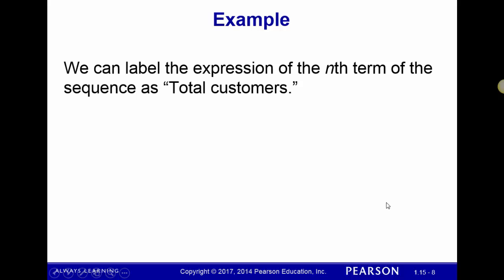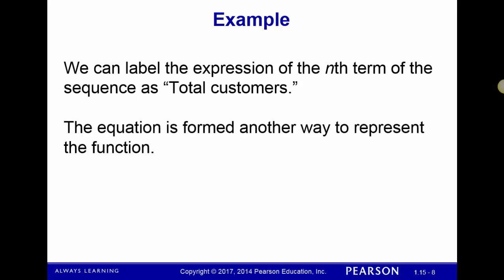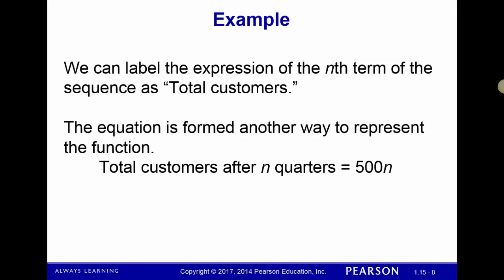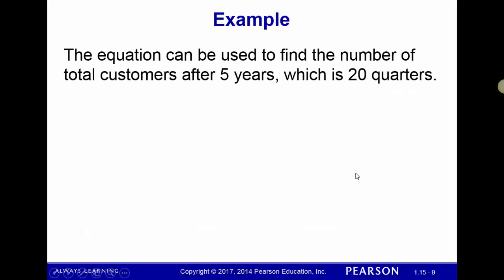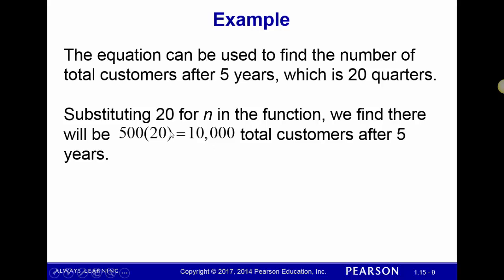We can label the expression for the nth term of the sequence as the number of customers, and that's again the equation that we get: the number of customers after n quarters is 500 times the number of quarters. Notice in the table, each output is 500 times the corresponding input, which confirms the relationship that we just wrote. This equation can be used to find the total number of customers after 5 years, which is 20 quarters. If we substitute 20 in for n, we see we have 10,000 customers after 5 years.